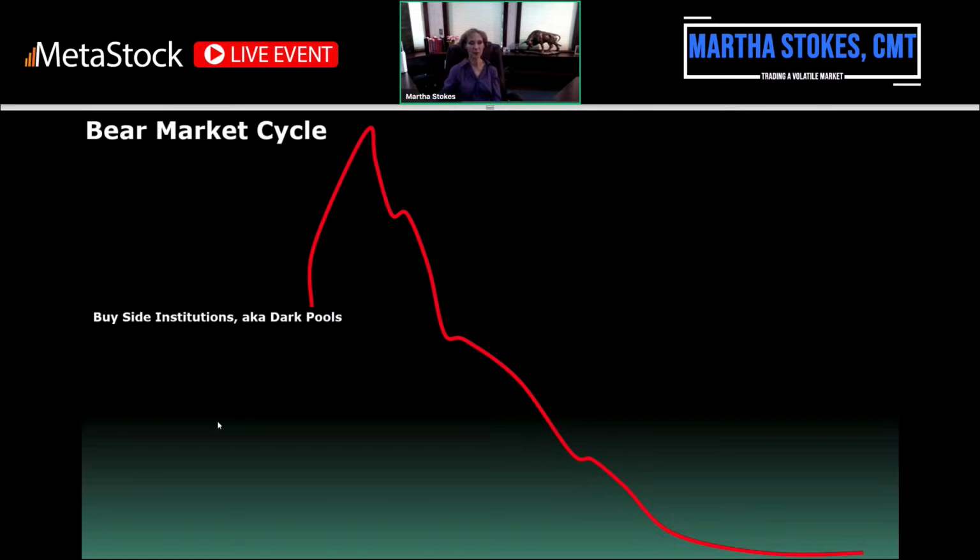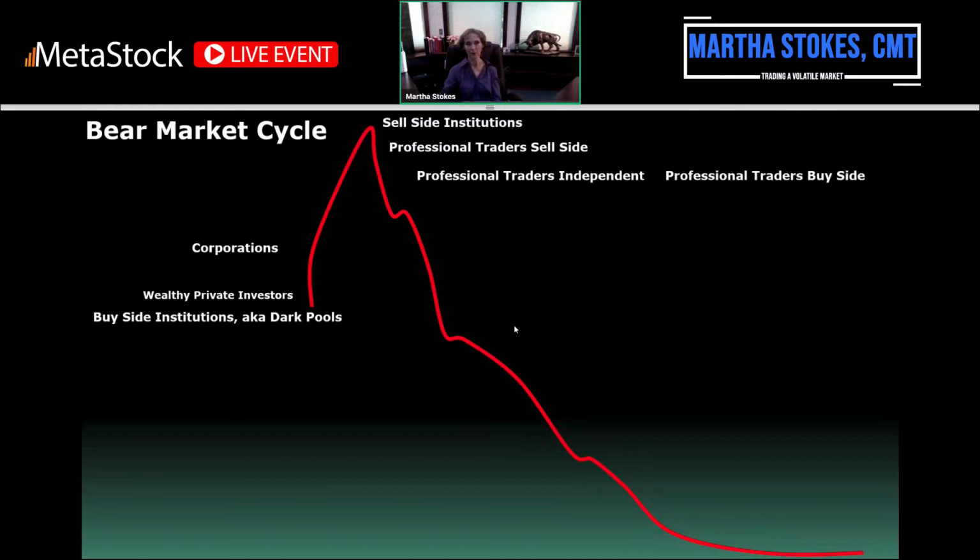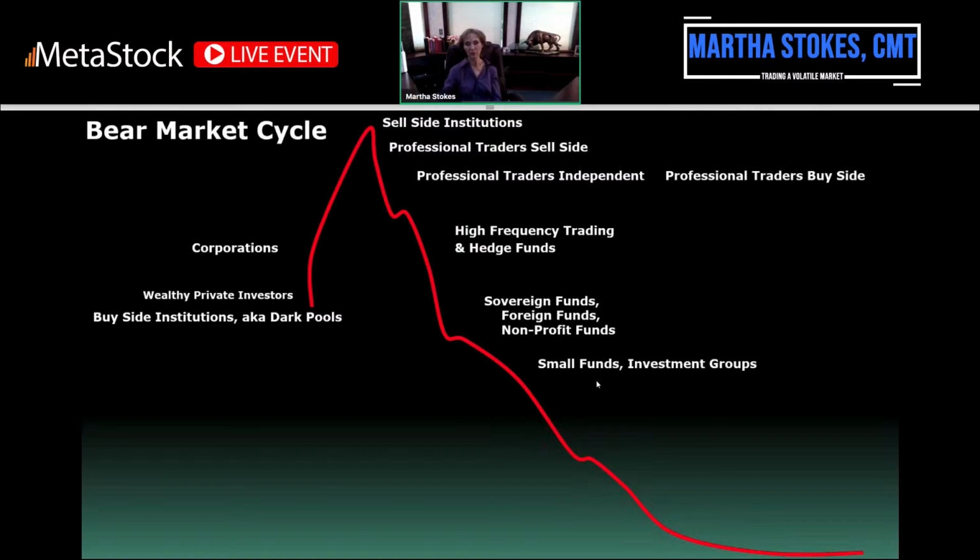Okay, bear cycle going down. We're not in the bear market, so I'm not going to cover this very heavily, but we can see that it inverts. Buy sides are selling before the peak. Sell side institutions are the sell shorters, and they will put their buy to covers really low. So will the professional traders, high frequency traders. Sovereign funds will get out someplace in here. Smaller funds groups are still buying, start buying on the dip here, but then they capitulate later on.